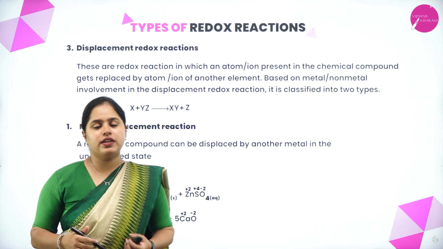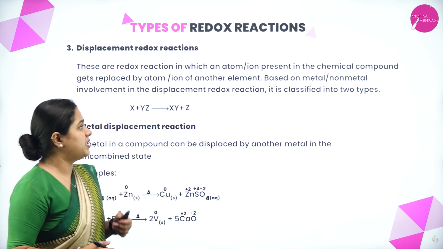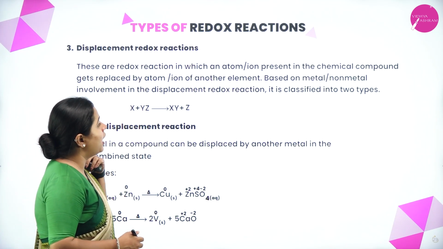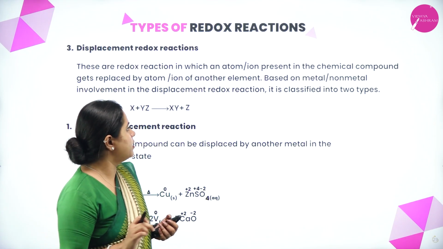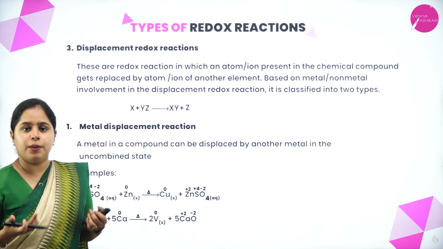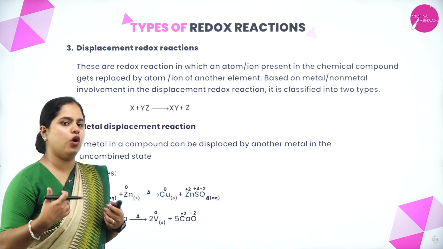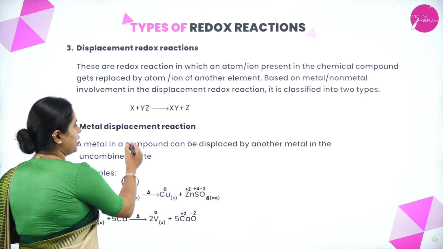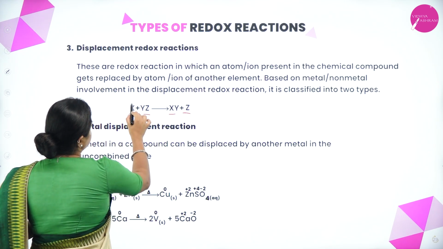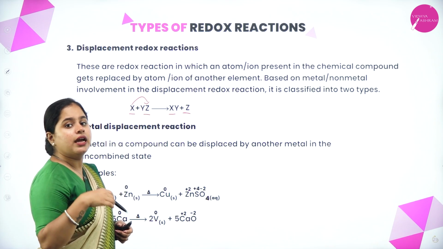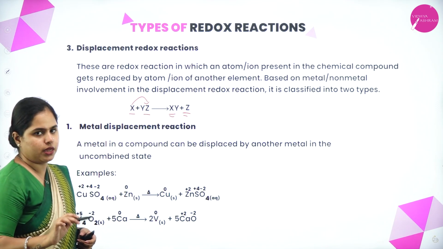Okay, so moving on to the next one, that is displacement reactions. These are redox reactions in which an atom or ion present in a chemical compound gets replaced by an atom or ion of another element. So one element is replaced by another element, and based on whether it is a metal or non-metal being displaced, we have two types, that is metal displacement reaction and non-metal displacement reaction. So generally we can represent X + YZ giving XY + Z. So what is happening here? X is replacing Z, or it displaces Z and forms XY, and Z is being displaced. So I hope it is clear.